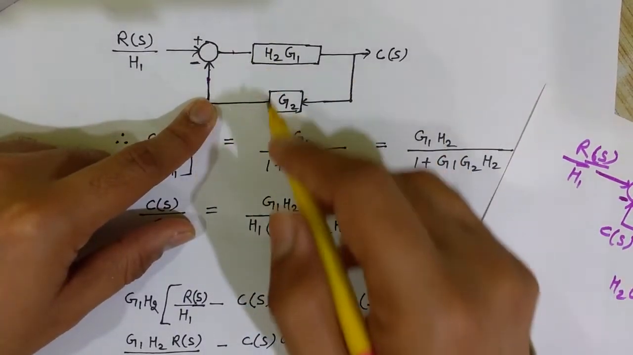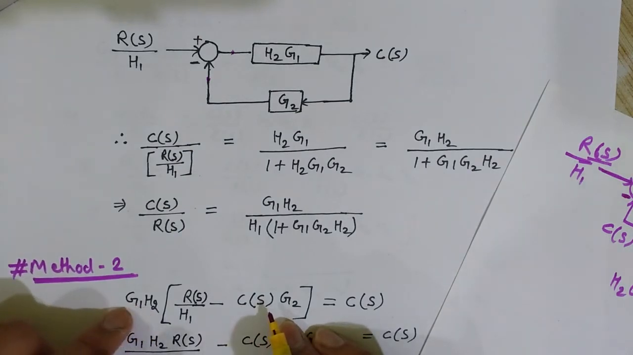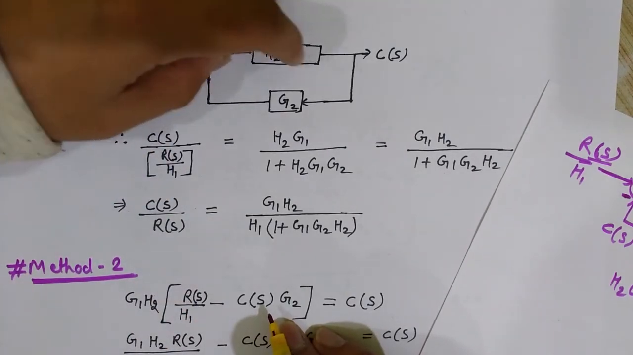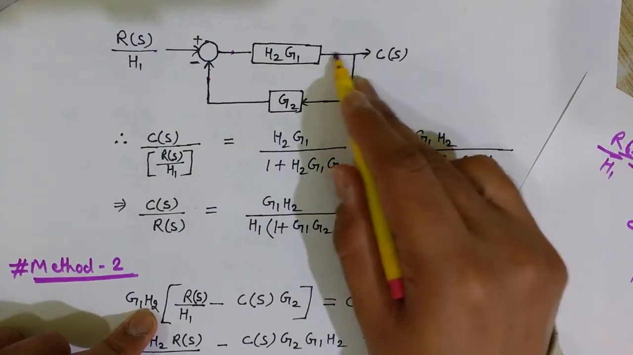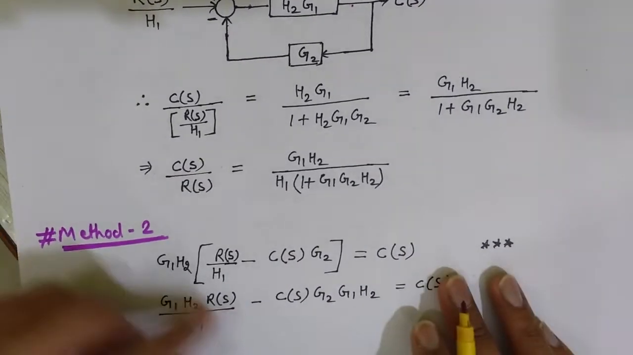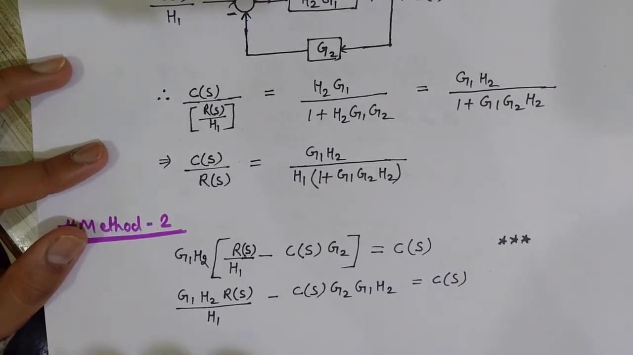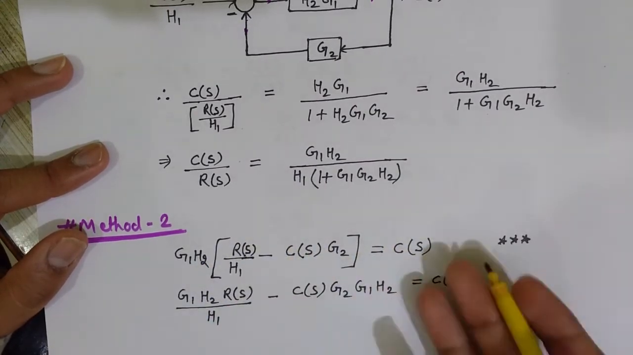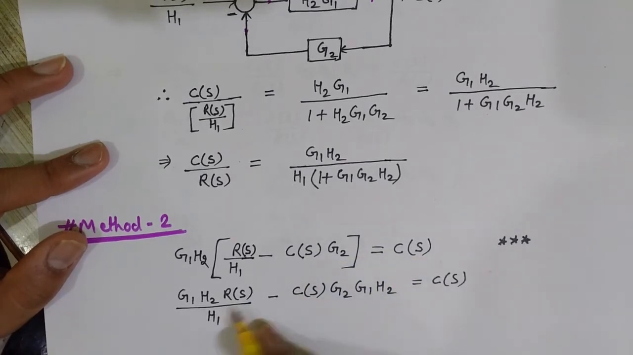We got it at this place, and it gets multiplied by H2G1, or you can also say G1H2. After multiplication by G1H2, we come at this place, and this is nothing but CS. So actually this is equal to CS. This is the whole equation. The main thing is to write this equation. We can just simply solve it by arranging the terms. I need to find CS by RS from this. Just multiply and transfer the terms from here to there. You will get CS by RS. That is the transfer function.